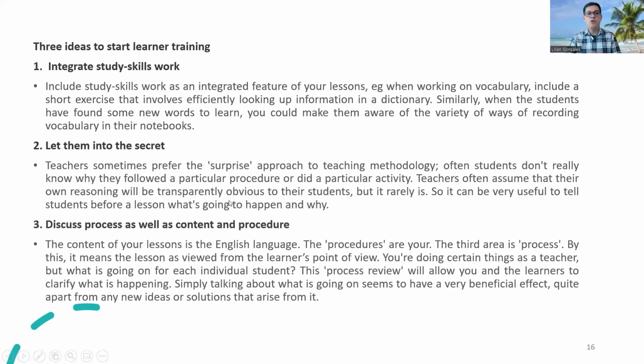Now, how do we train students in our classrooms? There are 3 ideas to start learner training.